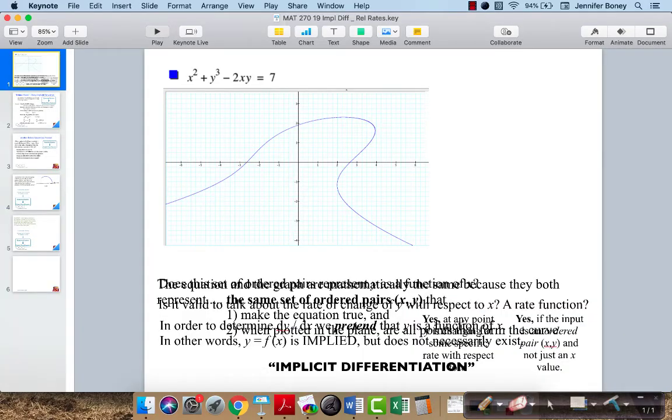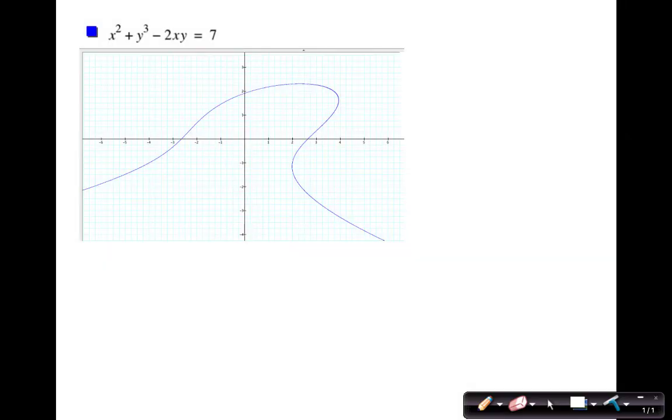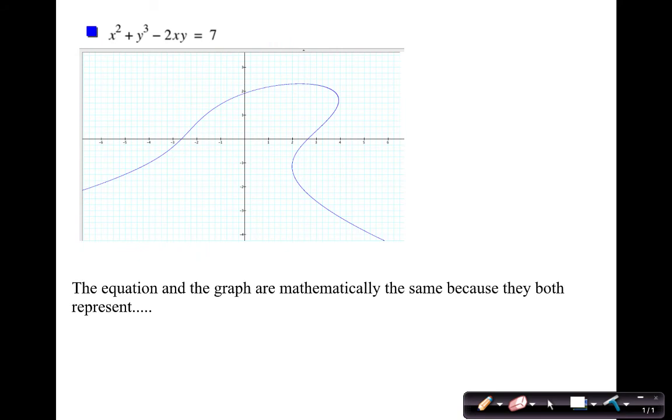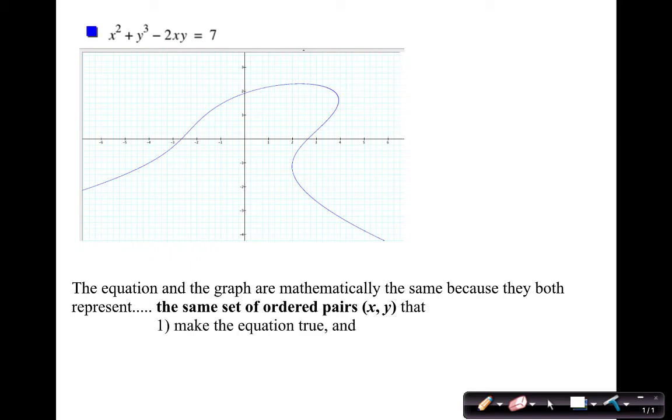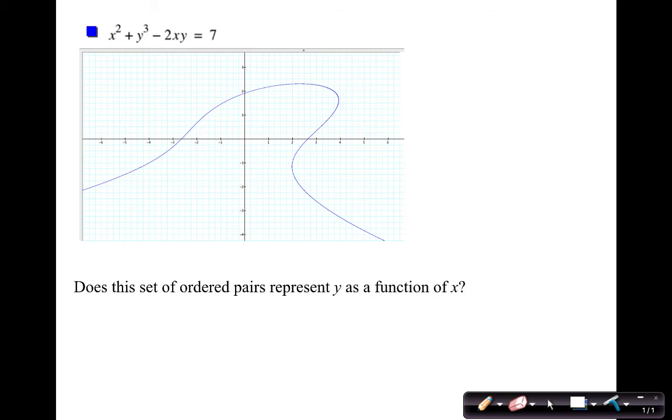All right, so here's that same function, just zoomed in a little bit closer. x squared plus y cubed minus 2xy equals 7. And what I said about this was, this is a representation of that equation because they both represent the same set of ordered pairs, xy, that make the equation true and are points on the curve. So the xy pairs that make this equation true are the same set of xy pairs that are demonstrated visually here. So we already talked about this.